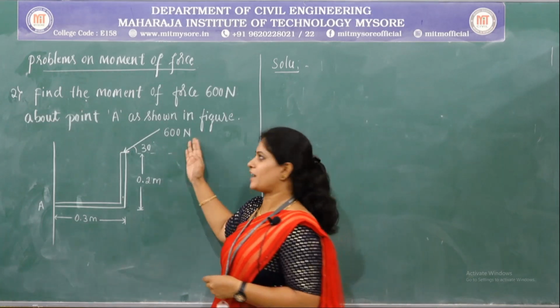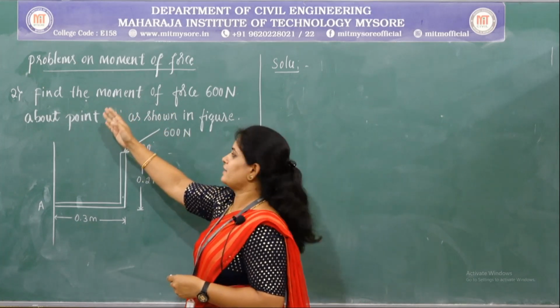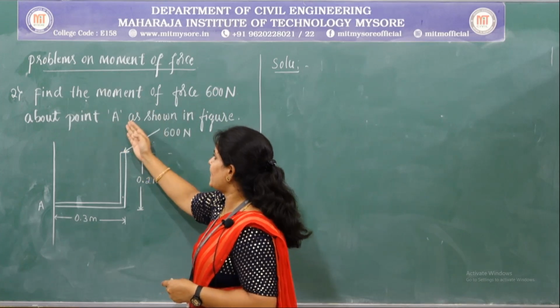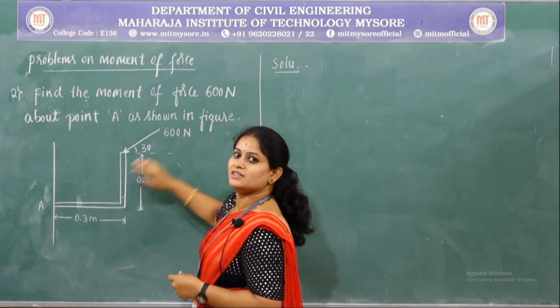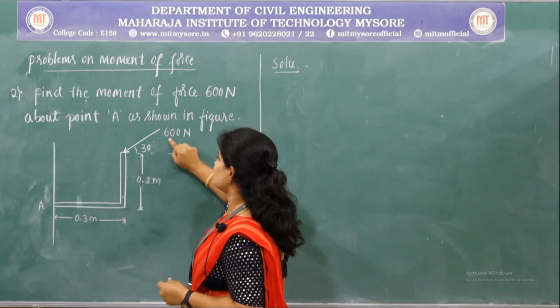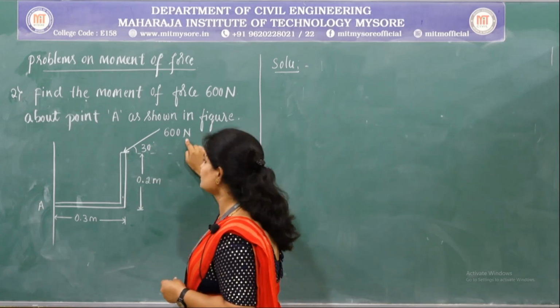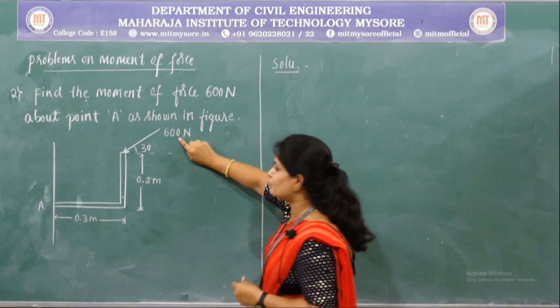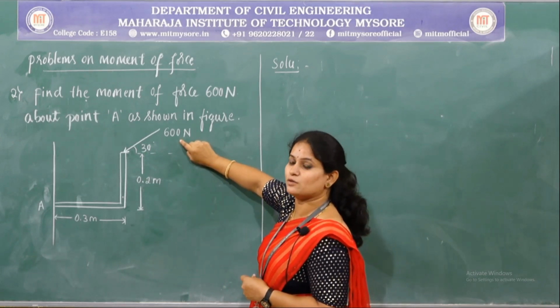Now we shall take up the second problem. The problem states that find the moment of force 600 Newton about point A as shown in figure. So this is the given figure which consists of a 600 Newton force which is acting at an angle of 30 degree. So the direction of the force will going to lie in the third quadrant.